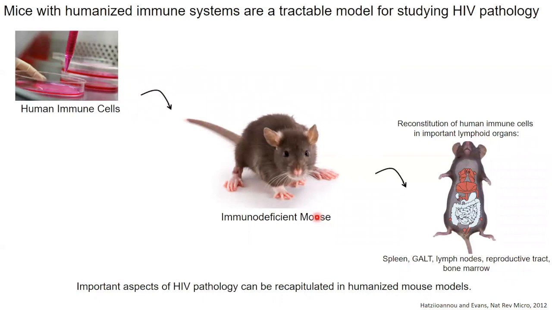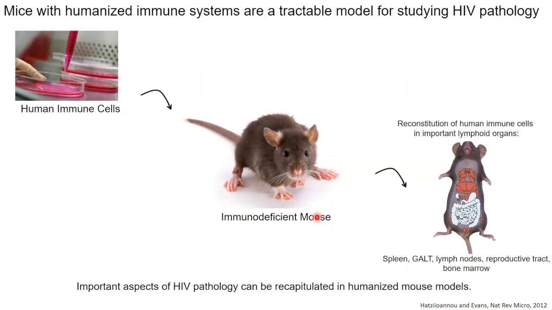There are various aspects of HIV pathology that we can query and interrogate using these animals, such as systemic spread. There are latency models in animal models. So depending on the question we're asking, we can use these models to inform us about what might be going on in human patients.